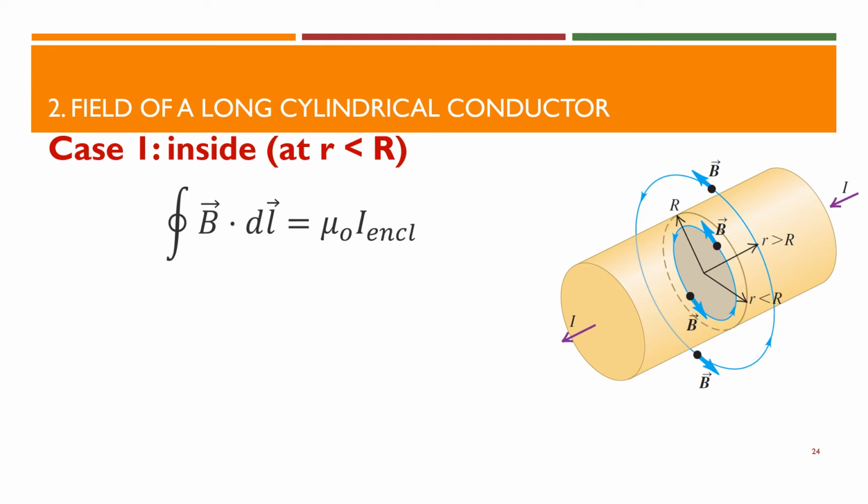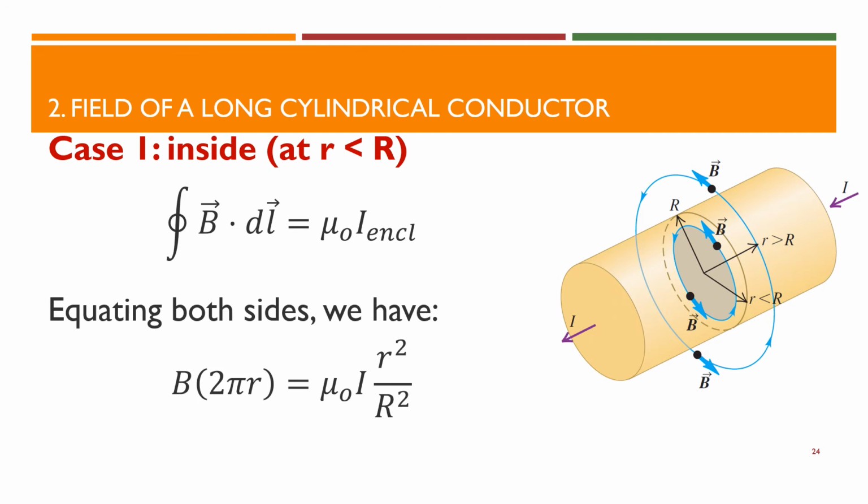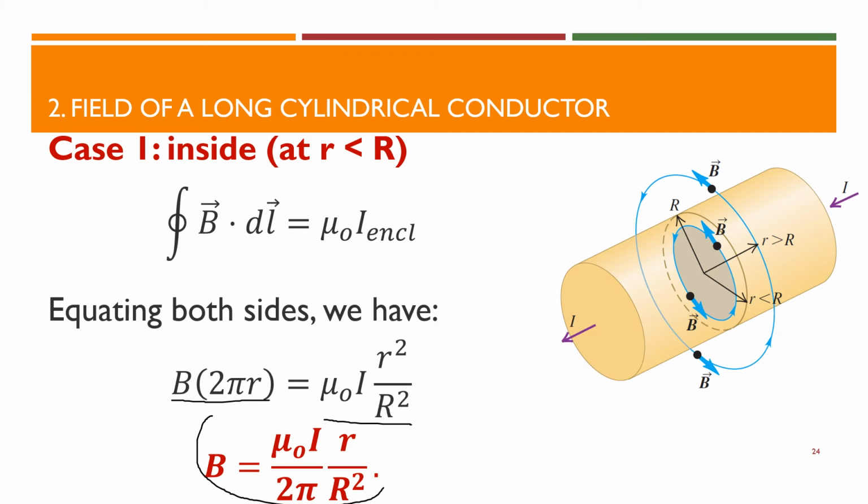So again, this is our Ampere's law. We now equate both the left and right hand sides. We have the line integral, which is now a simple product, and the right hand side, which contains I enclosed. Finally, we have the following expression for the magnetic field inside this long cylinder. Note that this is linear in R. So please take time to stare at it properly and convince yourself.